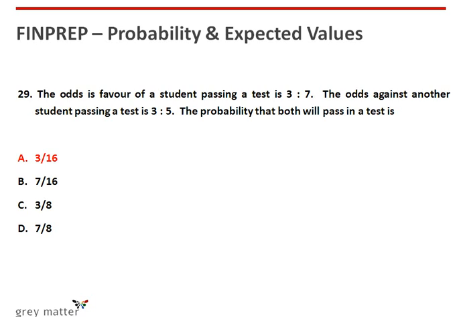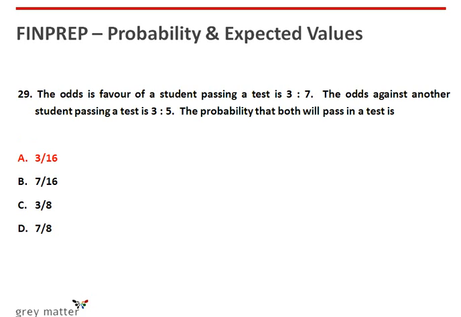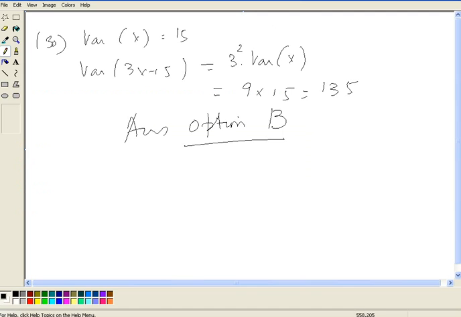So as shown in the PowerPoint, it is option A, which is 3 by 16. 30th question. If the variance of x is given to be 15, then the variance of 3x plus 5 needs to be computed. Going to our worksheet.